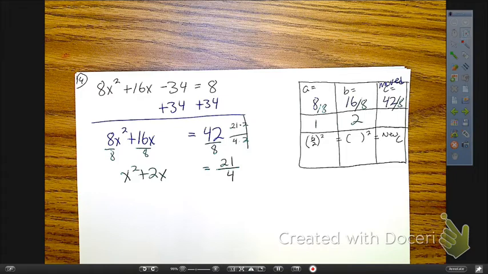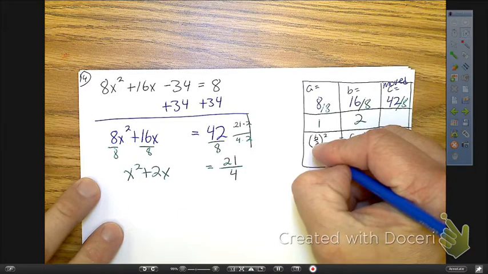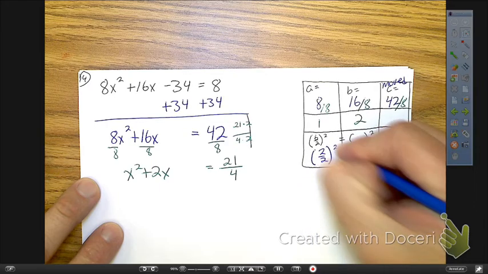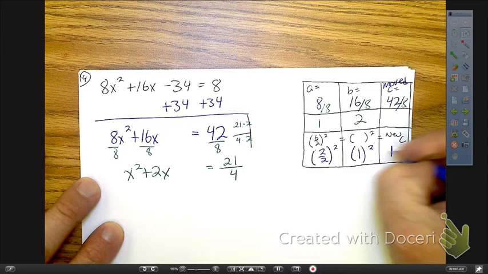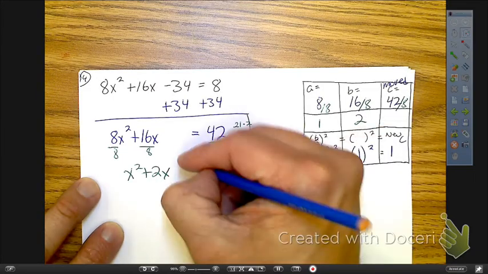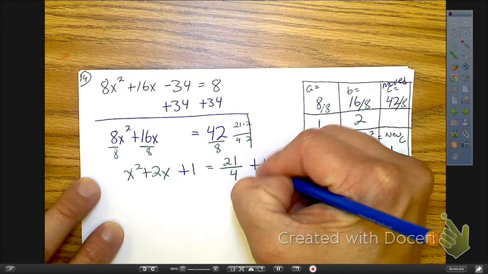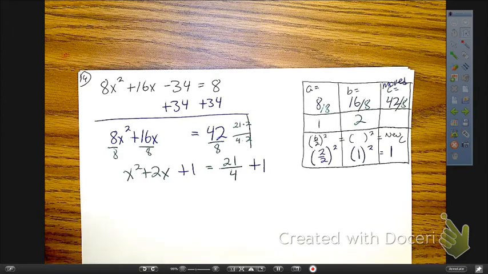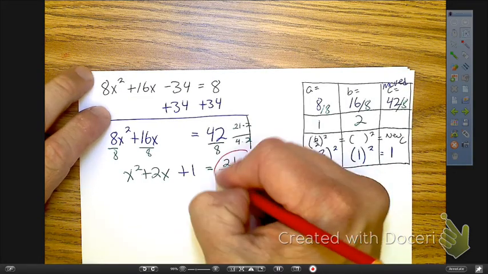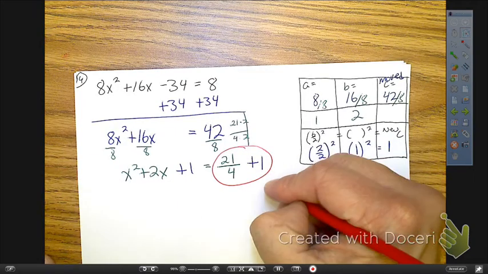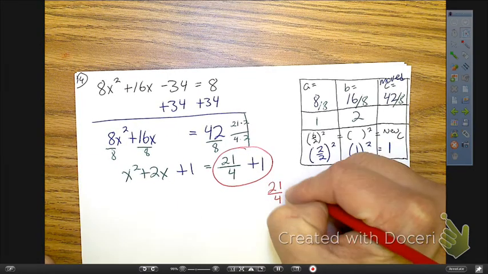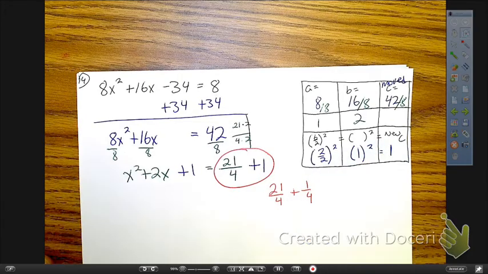Now we're moving on to step 3. We need to complete the square. I'm going to use b over 2 quantity squared. 1 squared is 1. Our new c value, 1, we're going to add to both sides of the equation. You have to simplify. 21 over 4 plus 1 over 1.